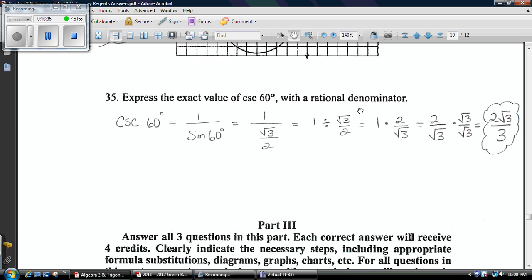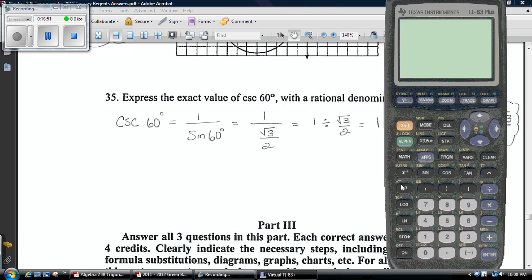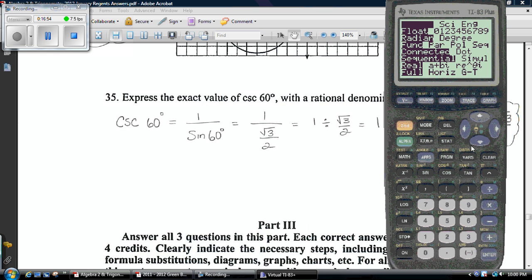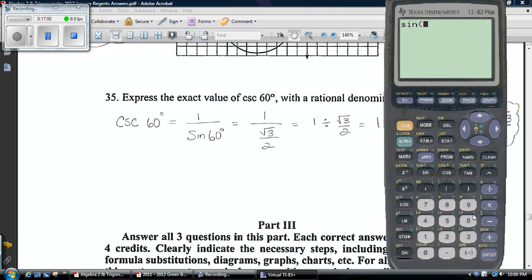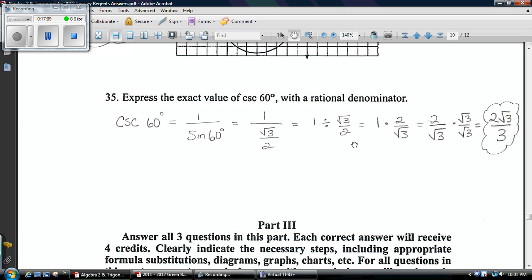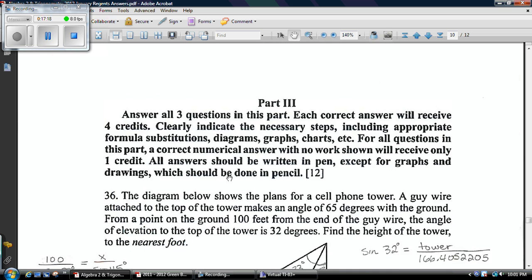Express the exact value of cosecant 60 with a rational denominator. Cosecant, I always remember this as no two co's go together, right? Cosecant goes with sine. 1 over the sine of 60, plug the sine of 60 into your calculator. You gotta remember this. Turn my calculator on, make sure it's in degree mode. This is super important. The sine of 60 degrees is, you must commit this to memory, 0.866, which is rad 3 over 2. 1 divided by rad 3 over 2, that's keep, change, flip. Boom. How do you rationalize denominators? You multiply by itself, the radical. There's your answer.